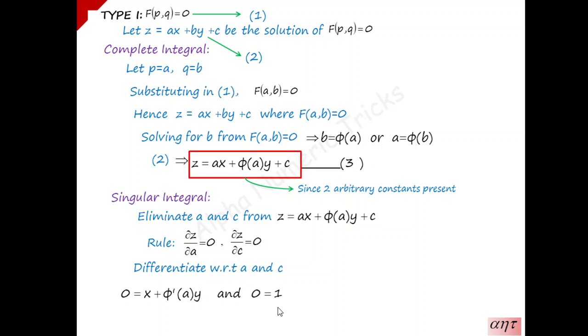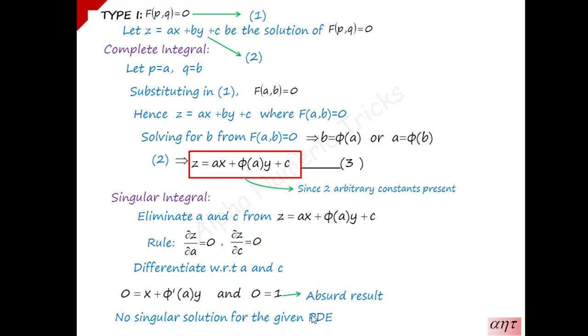So it is not at all possible. We can't find it, or you can say that it is an absurd result. So we can't find the singular solution using this method. That is, we can't eliminate the arbitrary constants a and c because the impossible result is obtained. So you conclude that there is no singular solution for this type of problem f(p, q) = 0.